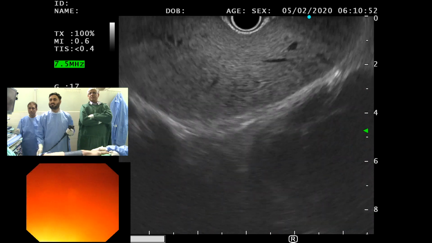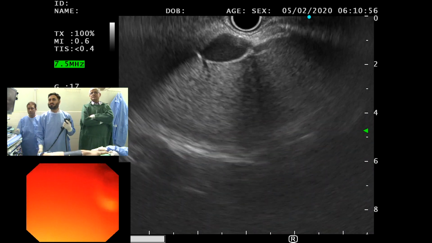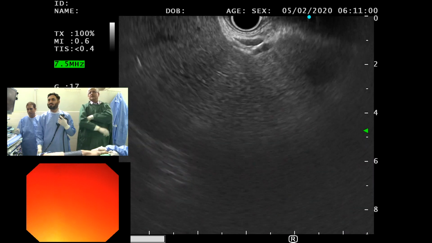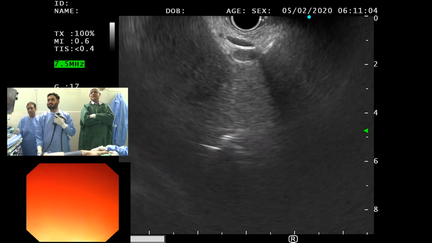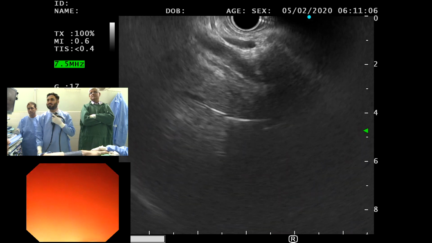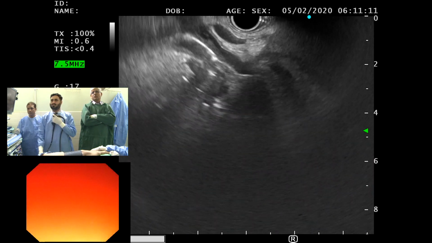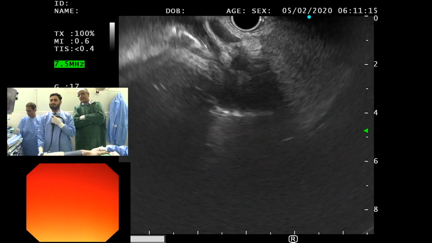Okay, 48-year-old lady with distal CBD stricture, ERCP done, stent placed, CT scan not showing anything, no CBD or pancreatic mass, CA199 normal. So we are doing this to find out why she's got distal CBD stricture. Okay, so what are you trying to find out?